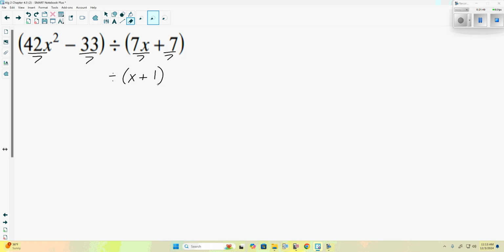And luckily for us here, this is actually kind of nice. Because our 7x divided by 7 is x. 7 divided by 7 is 1. So those divided nicely. The other side, 42 divided by 7 is 6. Unfortunately, 33 does not divide by 7 nicely.